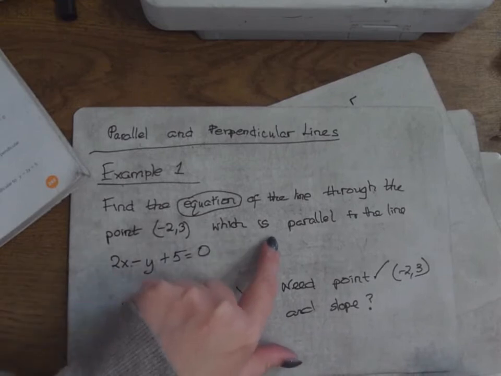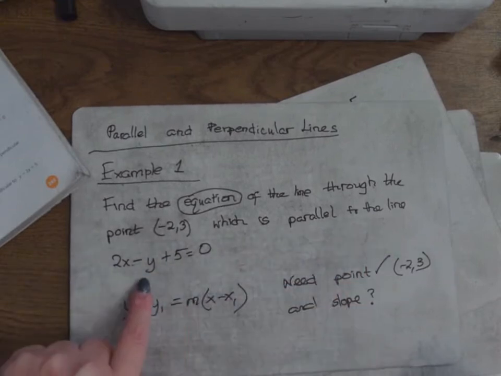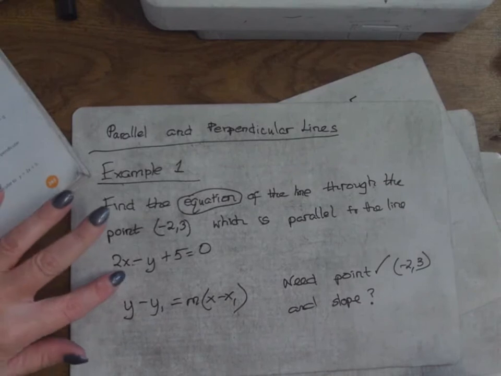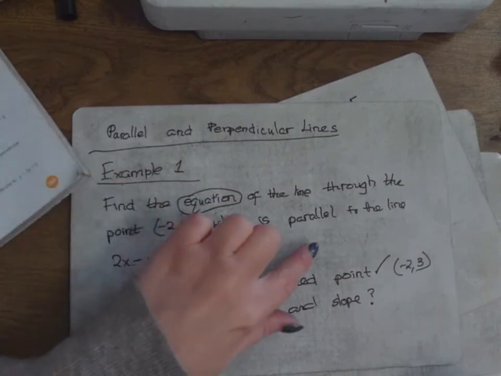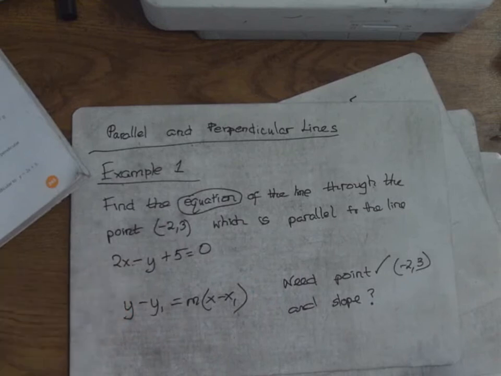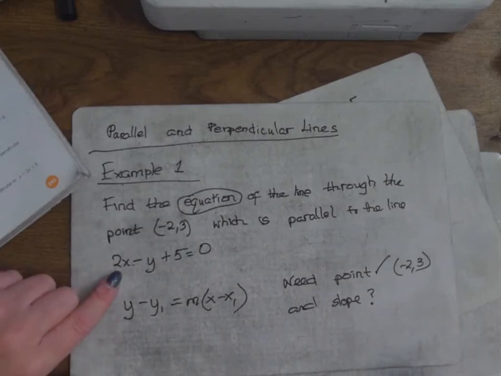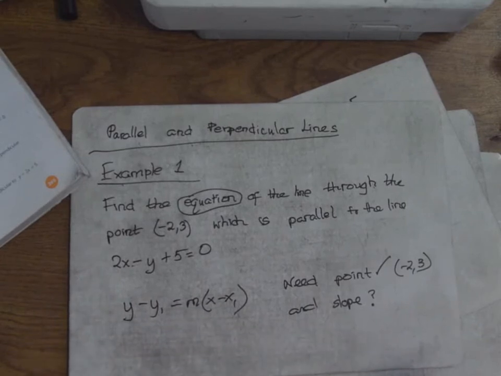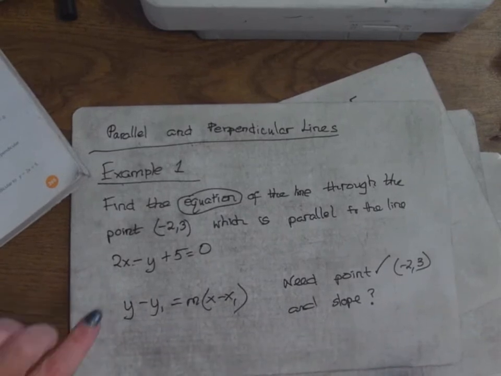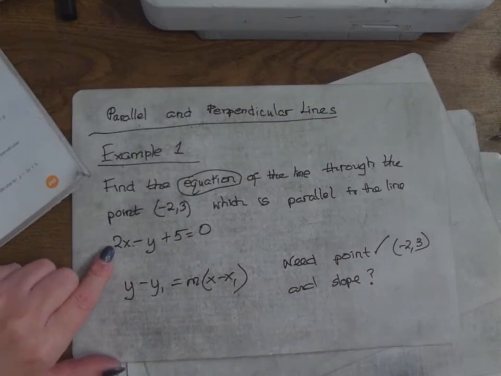They told me it's parallel to this other line. So this is a different line, not the line I'm looking for, but I know the line I'm looking for is parallel to this line. Agreed? Right. So what do I know about parallel lines? They have the same slope, don't they? So if I get the slope of that line, I now have the slope of my new line. Right. How do I get the slope of that line?